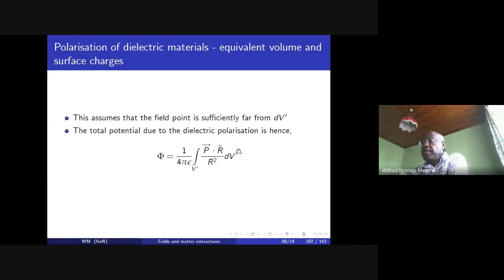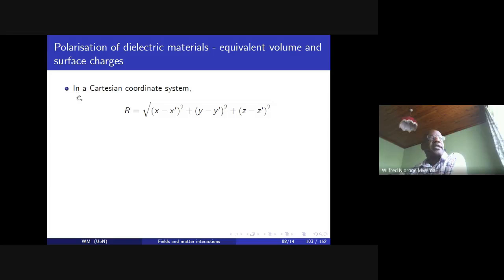So we are going to get that from the equations you already met in third year with electrostatics. This is what you would get for a point source or a point charge. This would be the potential that will be established. So in a Cartesian coordinate system, we have that R will be expressed as the position x of the field point relative to the position x prime of the source or the point source plus the usual equations there.